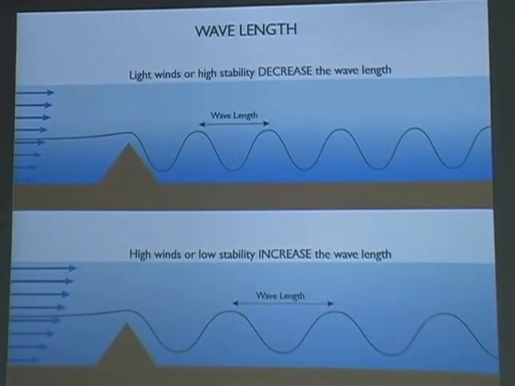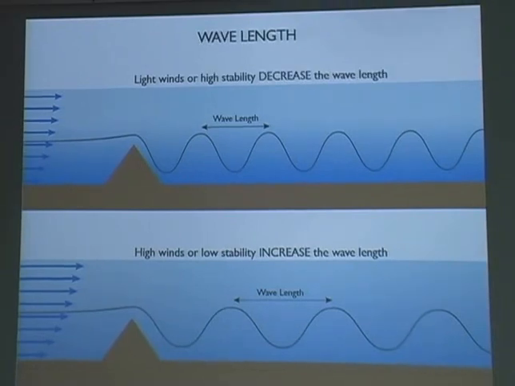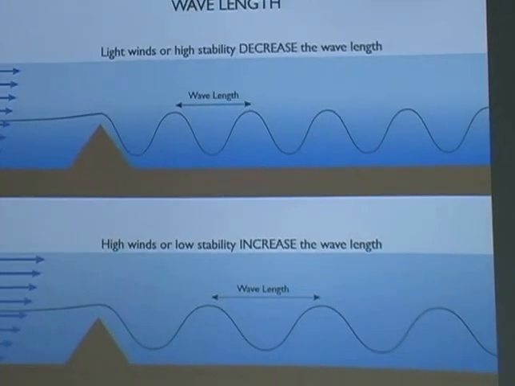Now, the way the wave sets up is different depending on how strong the wind is and how strong the stability is. So if you have light winds or high stability, the wavelength will decrease. High stability means as soon as that air goes down, it wants to come right back up. Or as soon as it goes up, it wants to come back down. It wants to return to where it was. So it's like a weight on a really stiff spring. Very stable, so it will just spring up and down really fast.